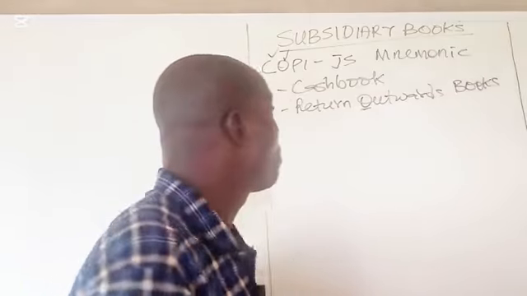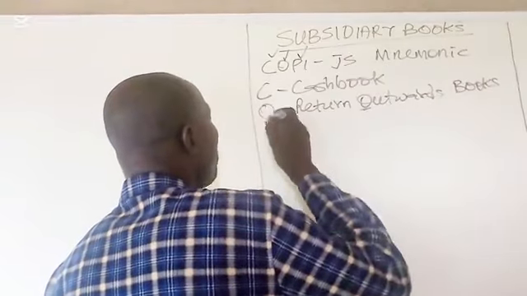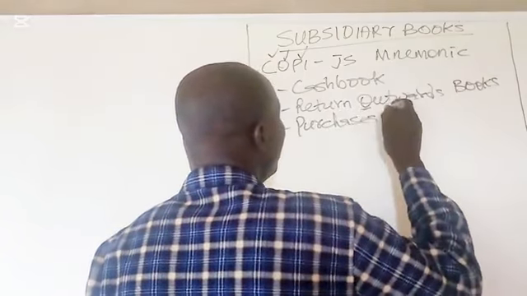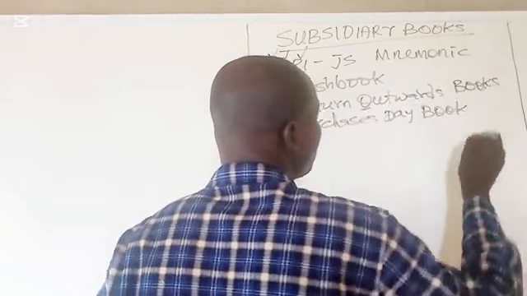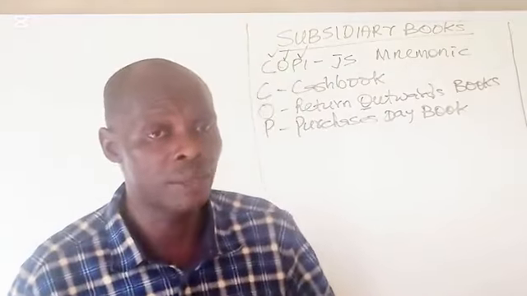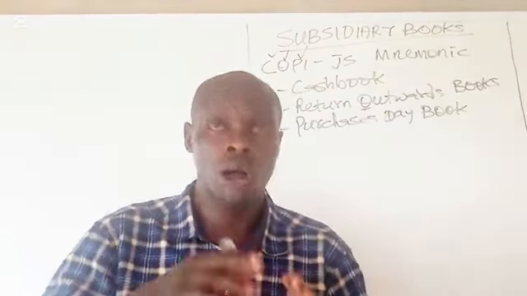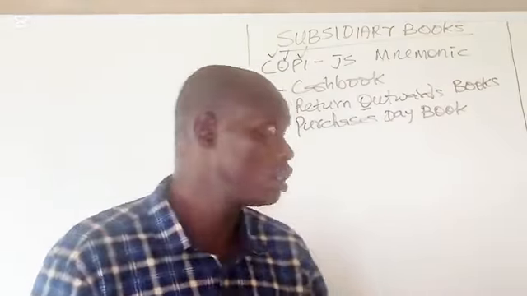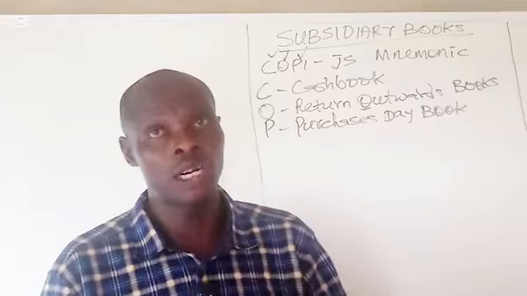Then letter P stands for purchases day book. P for purchases day book or purchases journal. This is used for recording goods bought on credit. When goods are bought on credit, they'll be recorded in the purchases day book or purchases journal.